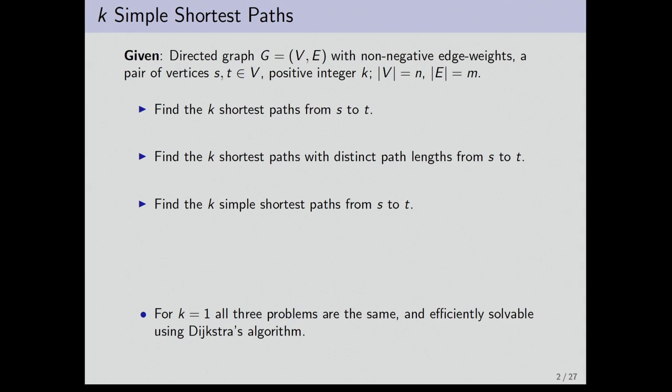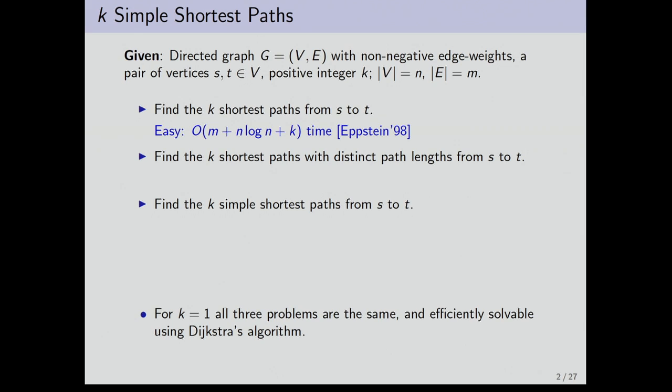So the first version is, find the k shortest paths from S to T, which means that you find the shortest path, and then k minus 1 additional paths that are shortest, after removing the paths that were found before. And the point is that here you're allowed to have cycles in the path. If you allow this, then this problem is easy. There's an algorithm by Eppstein that works for k paths. It's basically Dijkstra plus k.